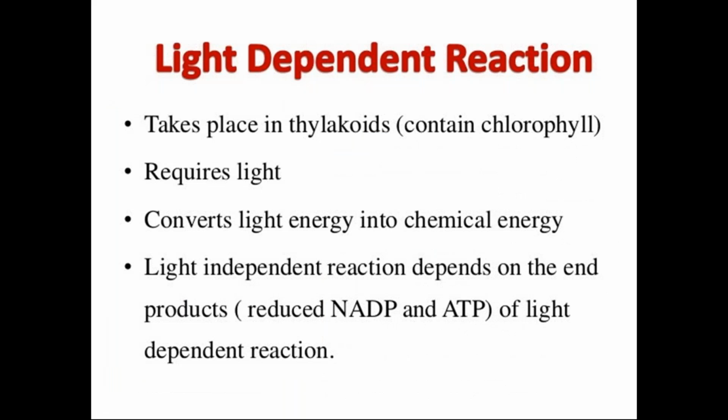Then, light dependent reaction. Firstly, we discuss the light dependent reaction. What is light dependent reaction? Light dependent reaction takes place in the thylakoid. In the chloroplast, the structure which is present is called thylakoid, and in the thylakoid membrane, the process of light reaction takes place. Okay, and what is the function of light reaction? It converts light energy into chemical energy.